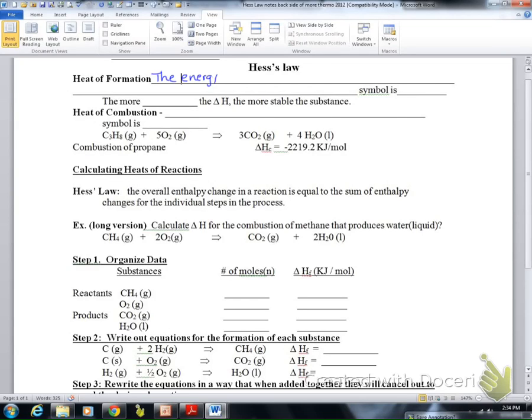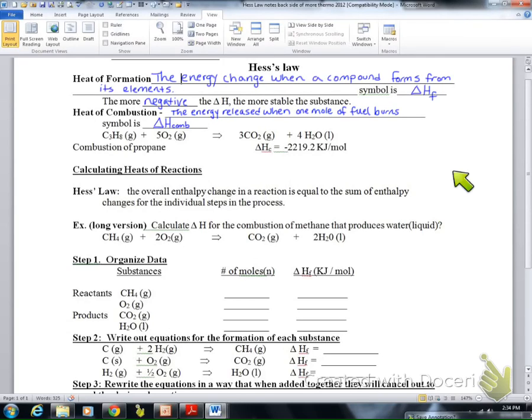So we know that the heat of formation is the energy change when a compound forms from its elements, and that symbol is a delta, capital H, with a subscript F. So the more negative the change in H, the more stable the substance. The heat of combustion, then, is the energy released when 1 mole of fuel burns, and that symbol is a delta H and then COMB as the subscript. So, for example, the combustion of propane releases 2,219 kilojoules per mole.